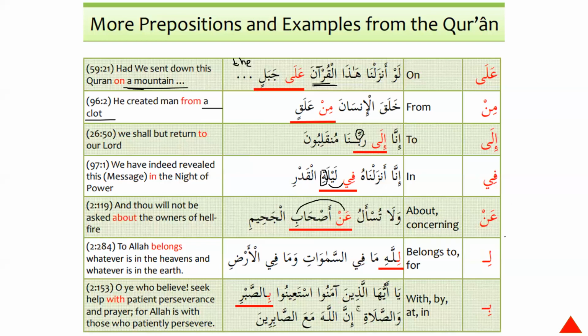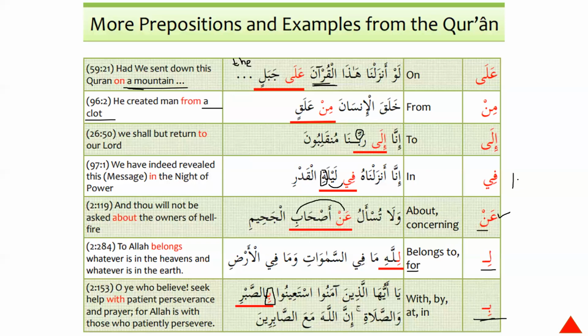And now you have three bonus prepositions, extra prepositions. An may be new. Li and bi we have already learned, and they are very common. They are used a lot. Li has two meanings, belongs to or for. Lillahi ma fis samawati wa ma fil ard: to Allah belongs whatever is in the heavens and whatever is in the earth. Similarly, bi has several meanings. It means with or by or at or in. Ya ayyuhalladhina amanus ta'inu bis sabri was salah. Inna Allaha ma'as sabirin. We can see here bis sabri, and we know that when we say bismillahi, after ba the noun becomes majroor. So these are three extra prepositions for you.